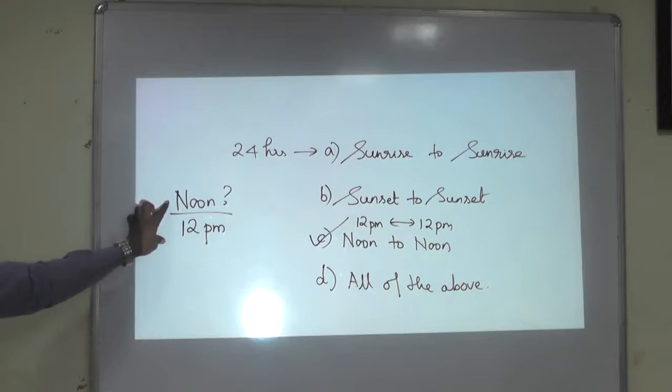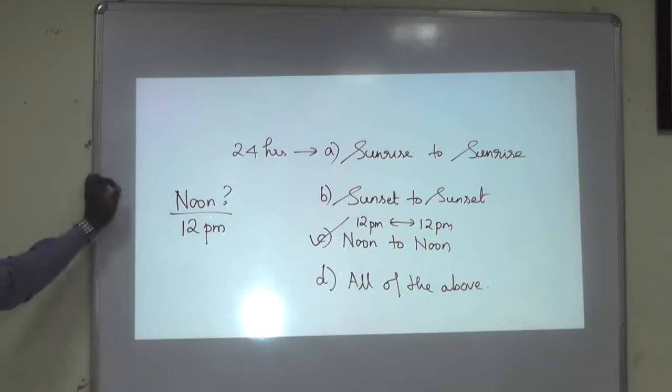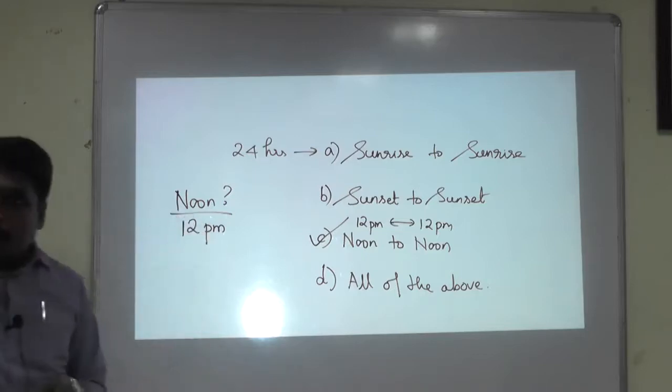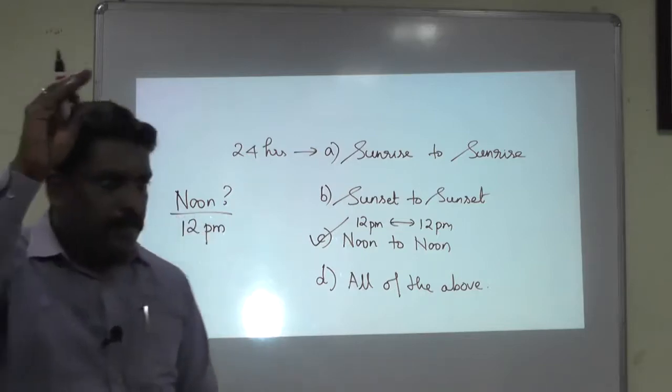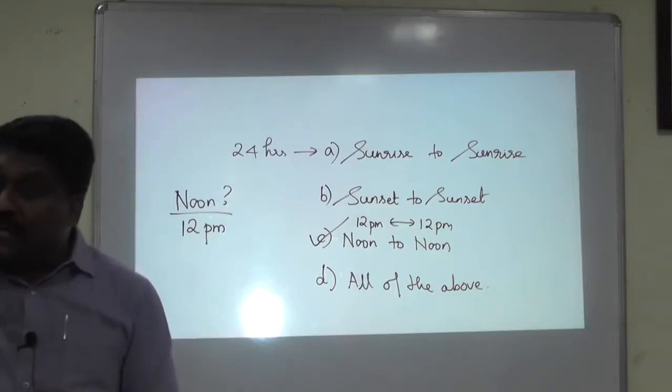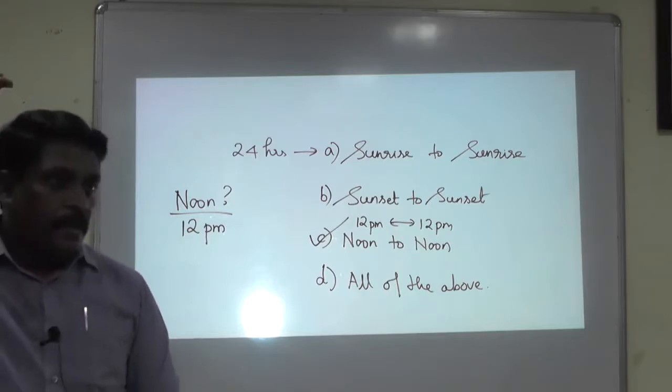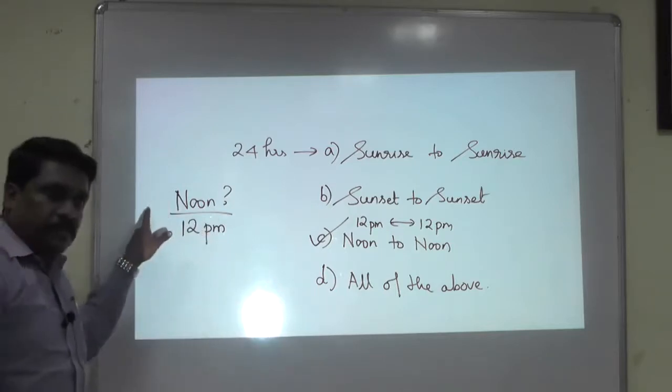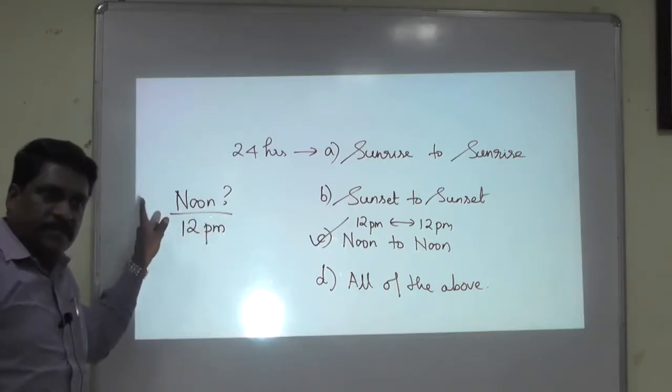Okay. Noon is 12 p.m. That I understand. But somewhere I said time itself is a relative position of the sun in the sky. It means whenever I talk about time, I am simply saying where the sun is placed in the sky. During noon time, my friend, where exactly is the sun placed in the sky?